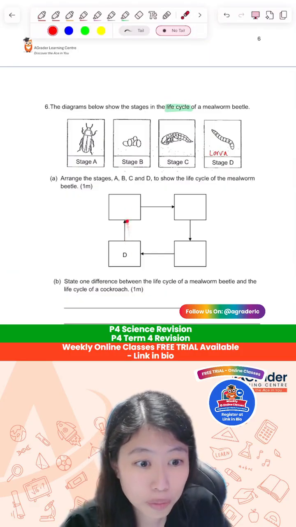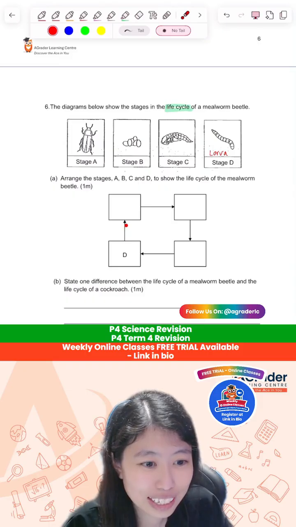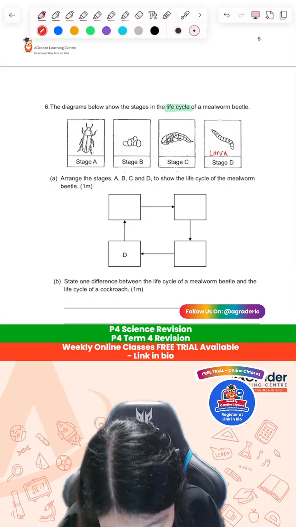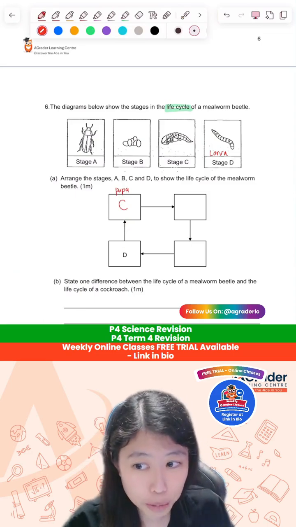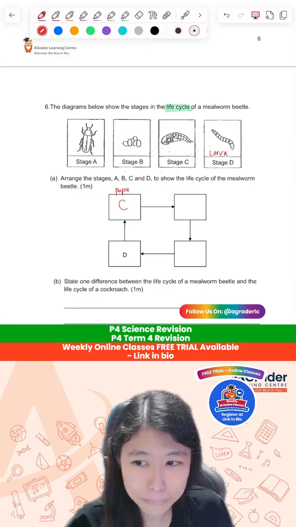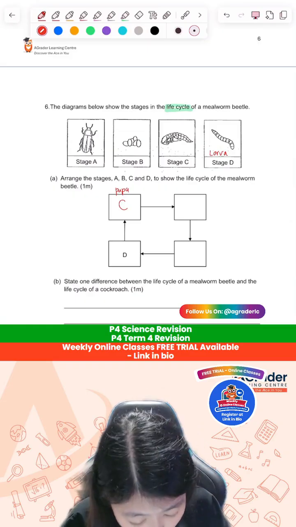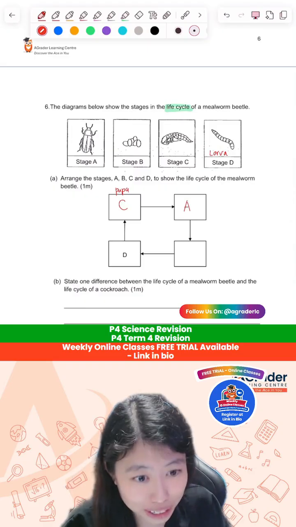I've seen some of you sending your answer already. Pupa. Pupa stage, right? This one will be the pupa stage, which is stage C. Very good. Then after the pupa, thank you for your answer, Isaac. Yes, it should be A, which is called the what stage? A is actually called the adult stage. Very good.